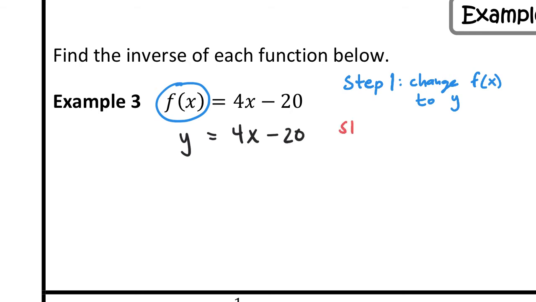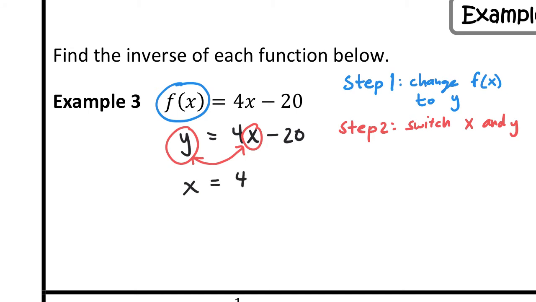Okay. Step 2. Switch x and y. My handwriting's off today. Switch x and y. So I'm going to circle the x and the y and put arrows to show me that I'm going to switch, and then I'm going to do the step. So if I switch it, it's going to be x equals 4y minus 20.